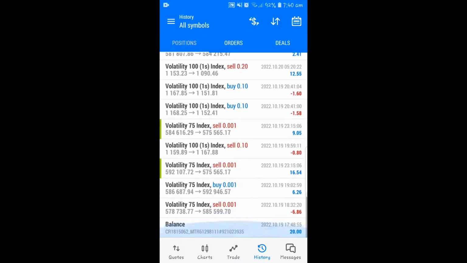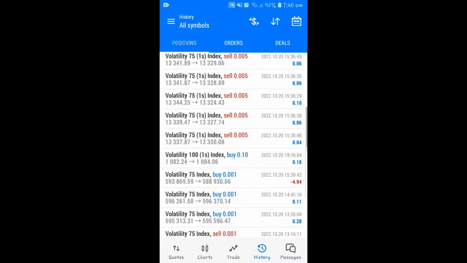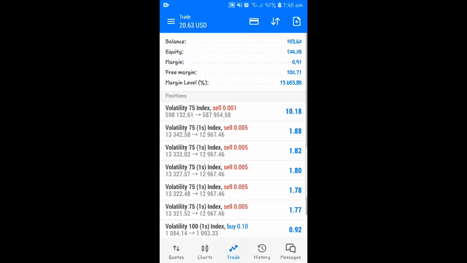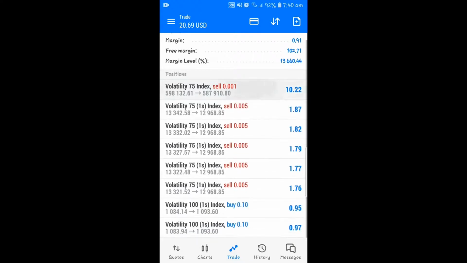83.95 already. We started this journey on 19th, and today is 22nd, so we've already hit the $100 mark, and you can see we are actually in profit. V75 is in profit, 75 1S in profit, and 100 Ox 1S is in profit. The reason why I'm using the small lot size is because of risk management.